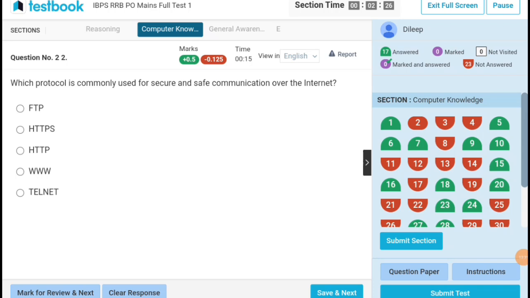Which protocol is commonly used to secure the safe communication over the HTTP protocol? Telnet. Which protocol is commonly used for secure and safe communication over the internet? Think Telnet or HTTP. HTTPS.